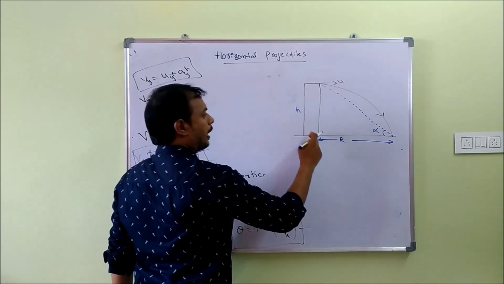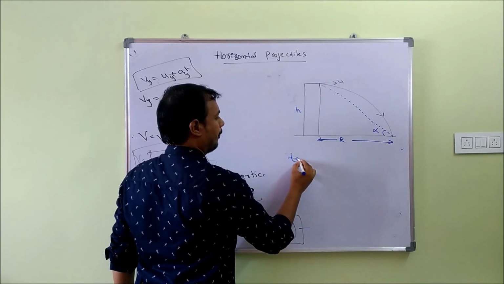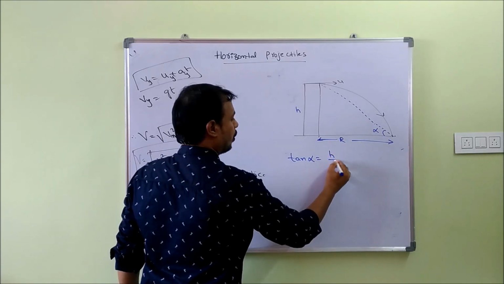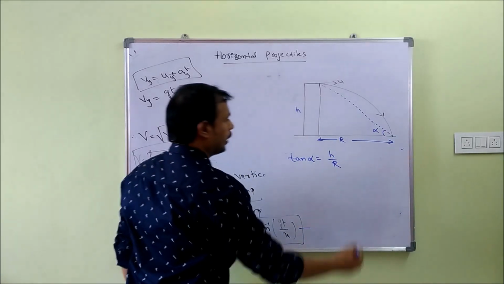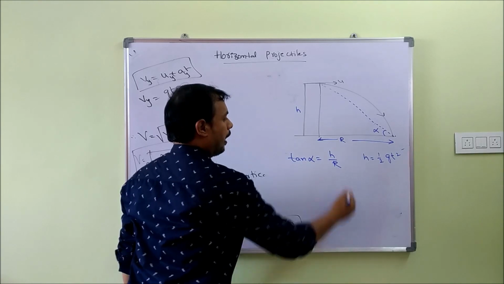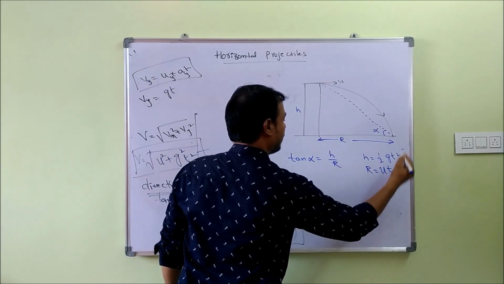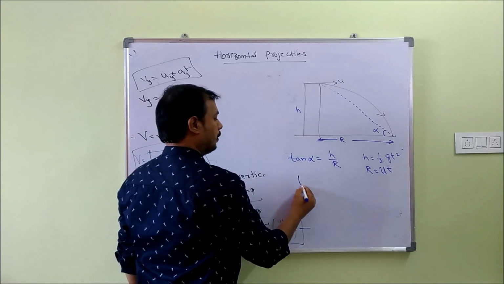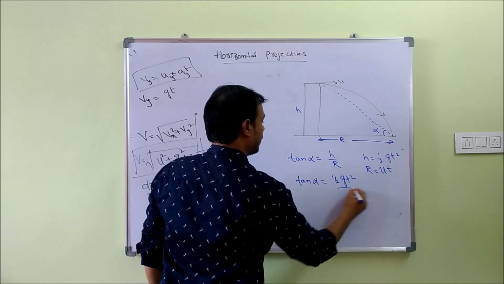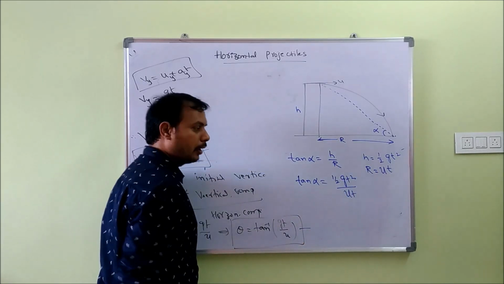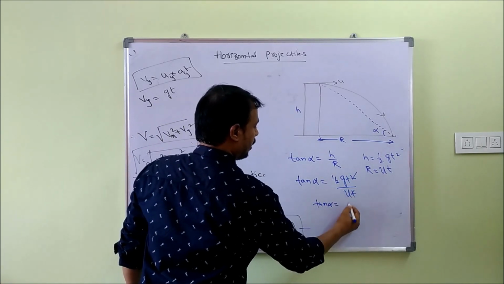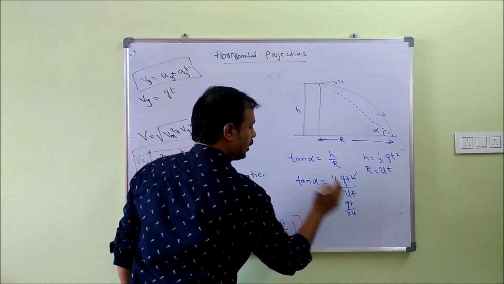From this triangle, I am writing the value of tan alpha. Tan is opposite by adjacent, that is equal to h by r. But we know that h is equal to half g t square. Range is nothing but horizontal velocity into time. Substituting, tan alpha equals half g t square by u t. Now t cancels, so tan alpha equals g t by 2u.